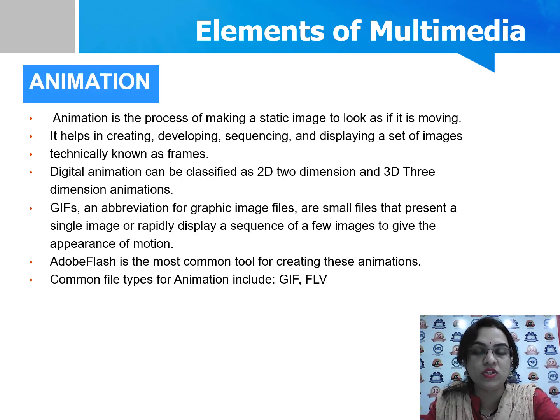The next element is animation. Animation is the process of making a static image look as if it is moving. It helps in creating, developing, sequencing, and displaying a set of images, technically known as frames. Digital animation can be classified as 2D, that is two dimension, and 3D, that is three dimension animation. GIFs, that is graphic image files, are small files that represent a single image or rapidly display a sequence of a few images to give the appearance of motion. Adobe Flash is the most common tool for creating these animations. Common file types for animation include GIF and FLV.